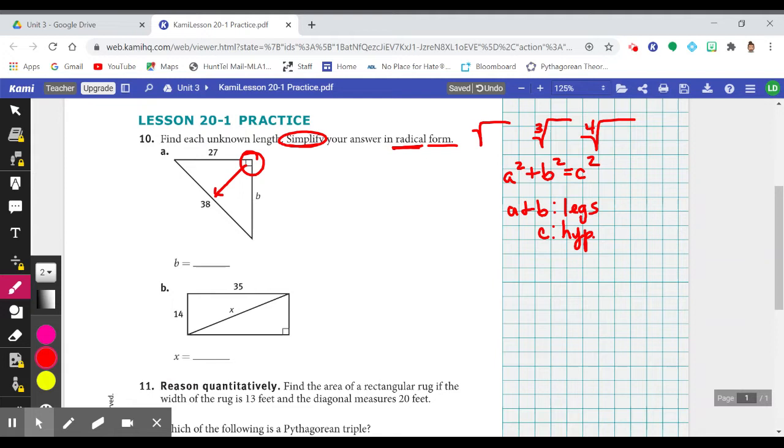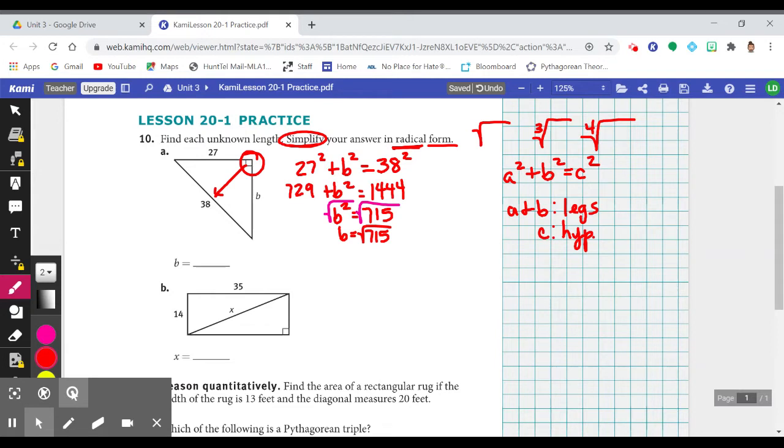And 27, we'll use it for A because they're telling us we're looking for B. So we'll say A squared, and we'll plug in 27 for A, plus B squared is equal to C squared, which we'll plug in 38 for C. Now take some time, work through squaring these and get down to B before playing through.